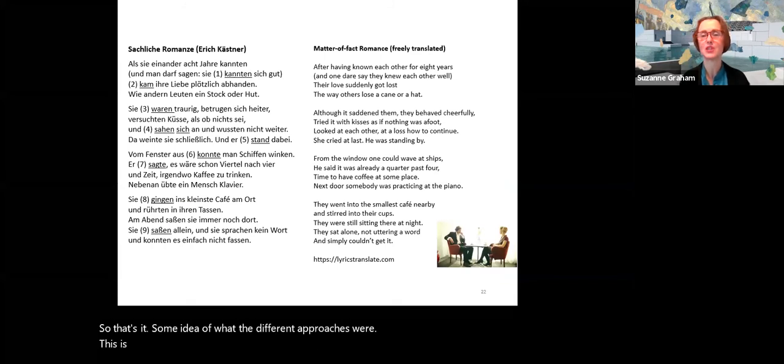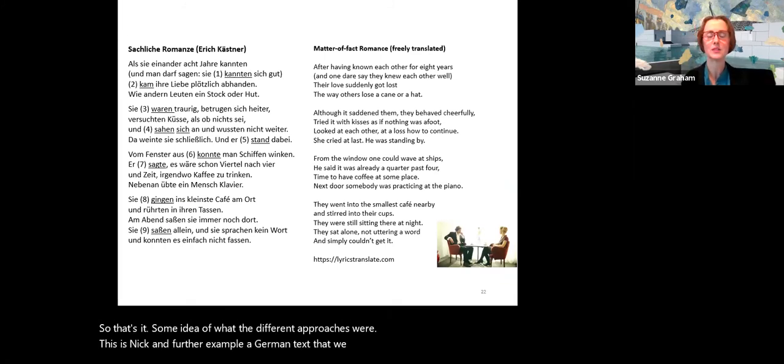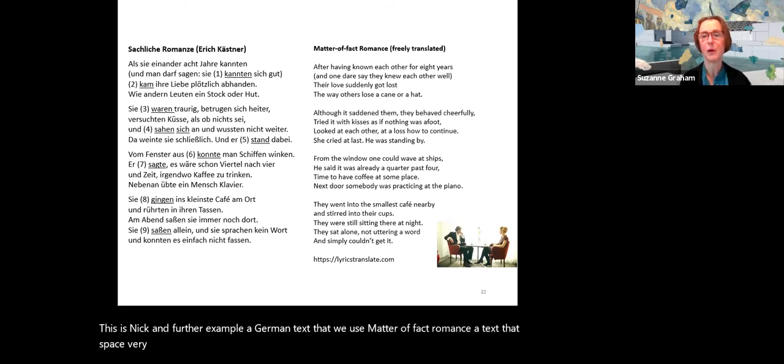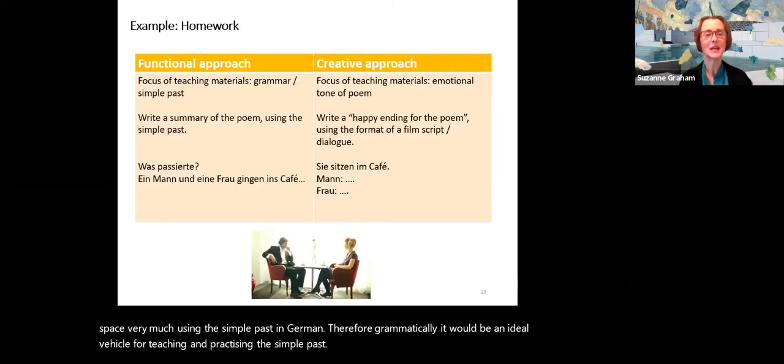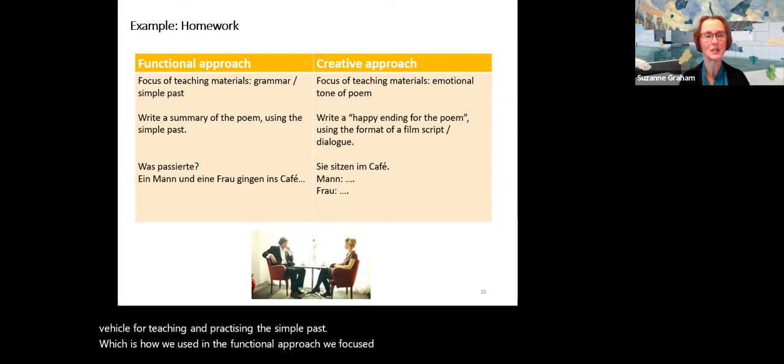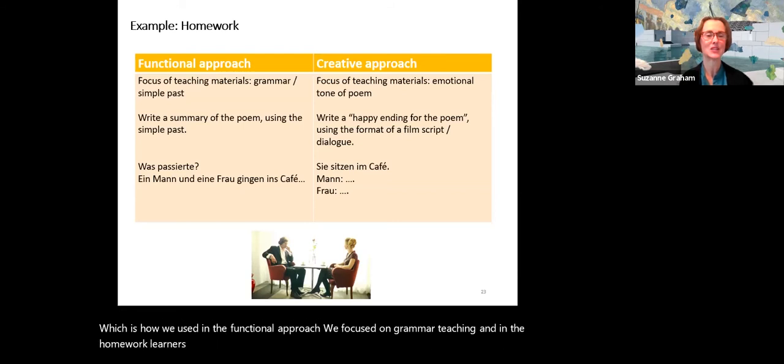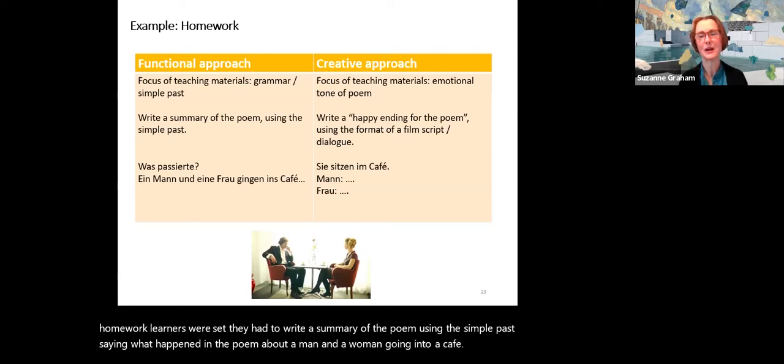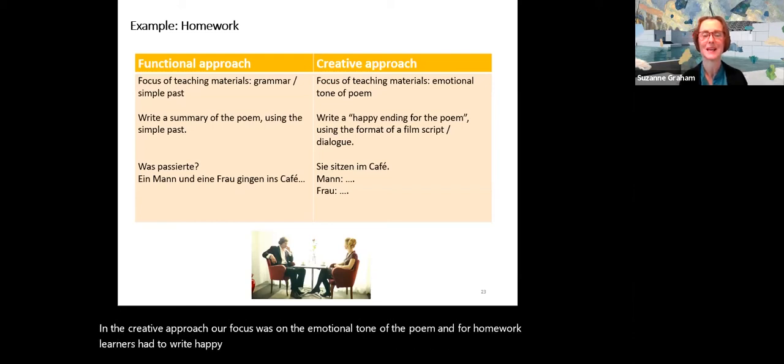This is a further example, a German text that we used, matter-of-fact romance, a text that's based very much on using the simple past in German. Therefore, grammatically, it would be an ideal vehicle for teaching and practicing the simple past, which is how we used it in the functional approach. We focused on grammar teaching, and in the homework learners were set, they had to write a summary of the poem using the simple past, saying what happened in the poem about a man and a woman going into a cafe. In the creative approach, our focus was on the emotional tone of the poem, and for homework, learners had to write a happy ending for it using the format of a film script, what the man and the woman might have said to express their emotions.